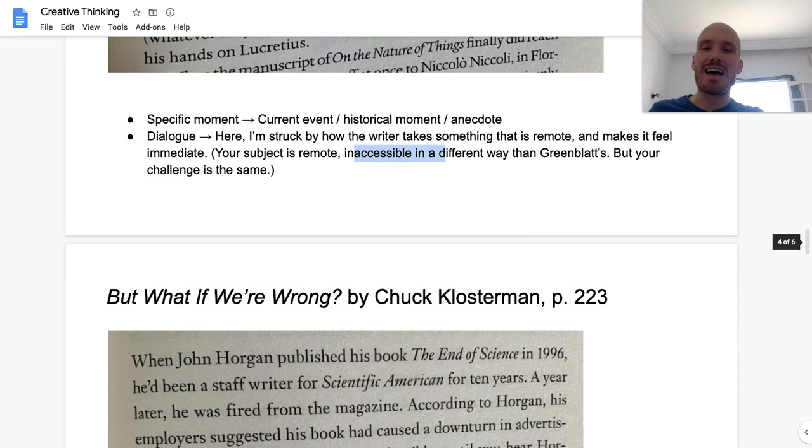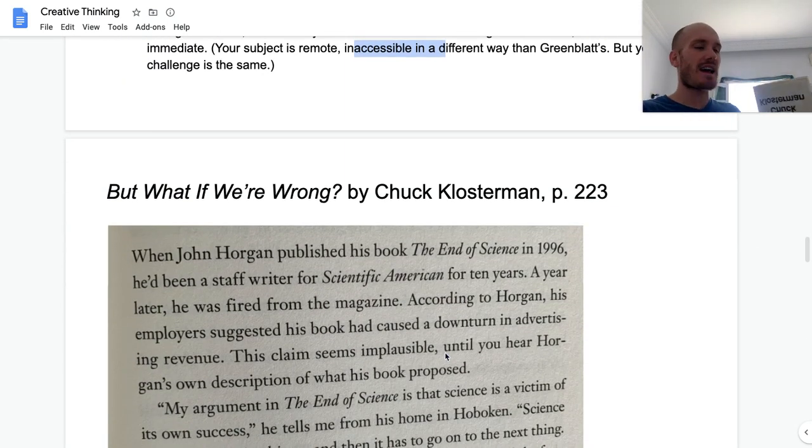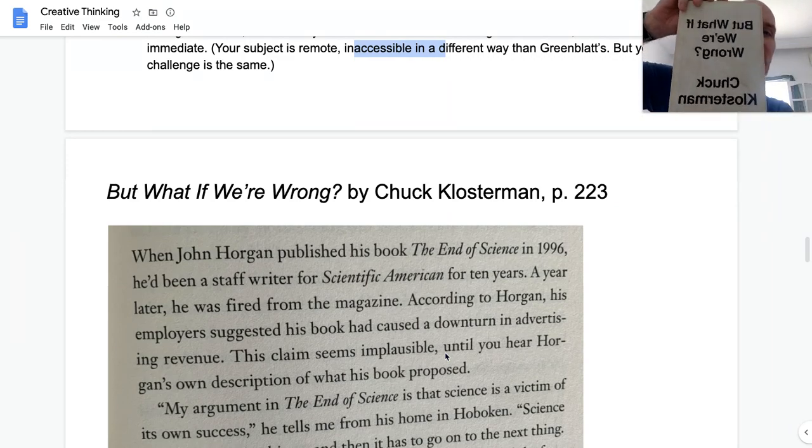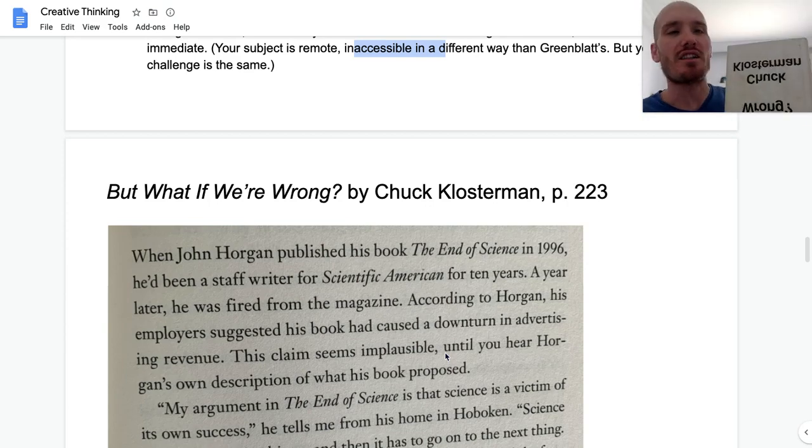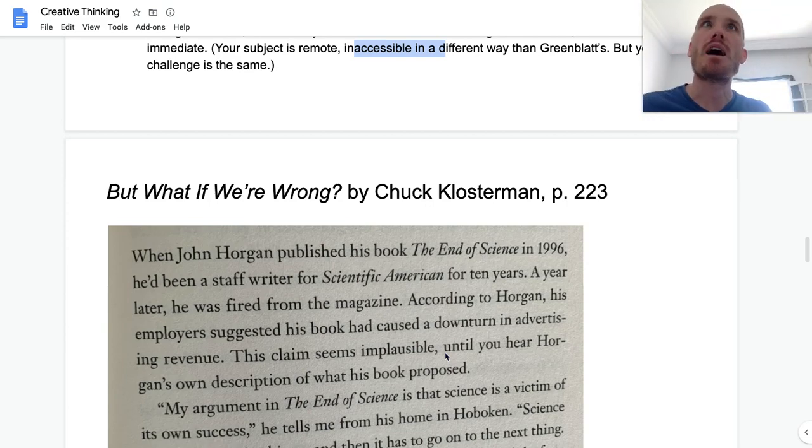Yes. Next book. This guy right here. Notice this book is the title, everything is upside down. And the title is But What If We're Wrong by Chuck Klosterman. Now, Klosterman is a kind of an arts columnist. He's a journalist. So he's a researcher like you.